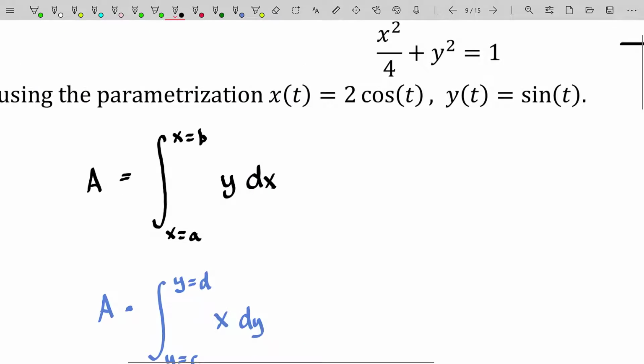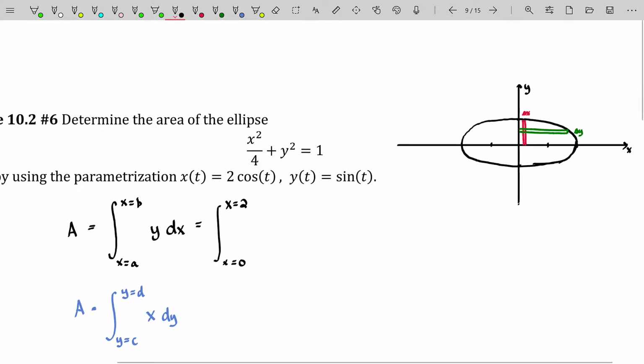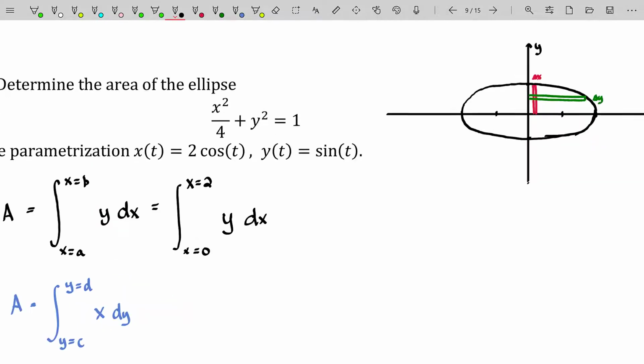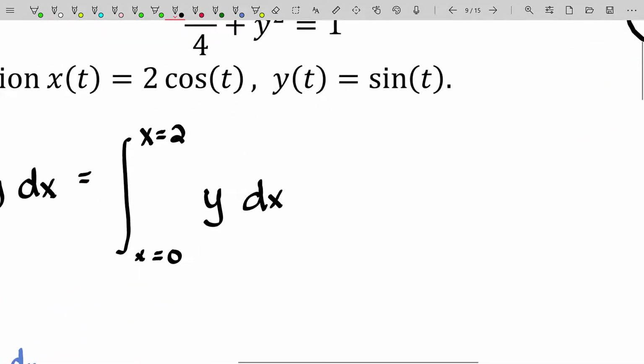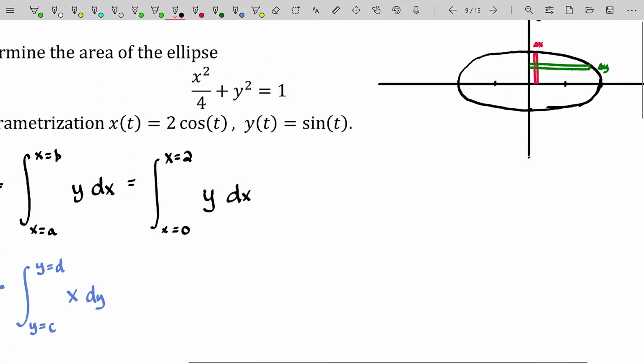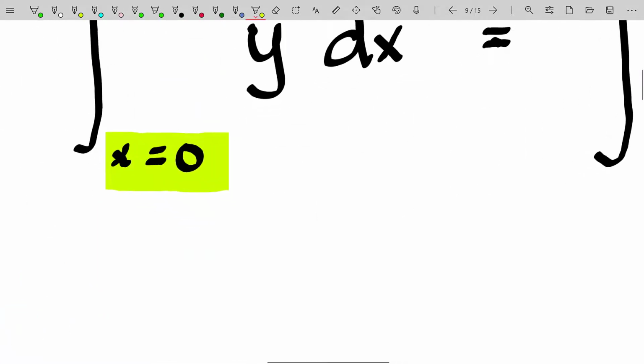So dealing with the black ink here, the integral from x equals a to x equals b. Well, let's go ahead and set up our integral to go from x equals 0 to x equals 2 because, well, that's where our ellipse ends there. And then we have y dx. Now, the important thing to remember here is when you convert to time, right now we're in the world of x's and y's. When you convert to the world of time, the limits of the integral are going to change accordingly. So you have to figure out what is the time value when x is 0.